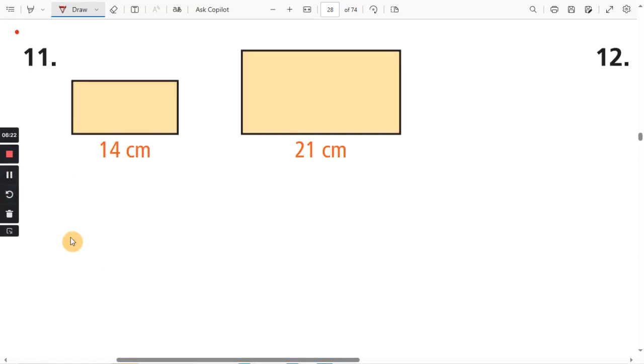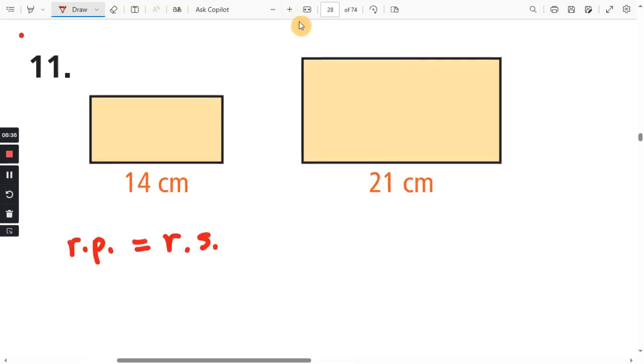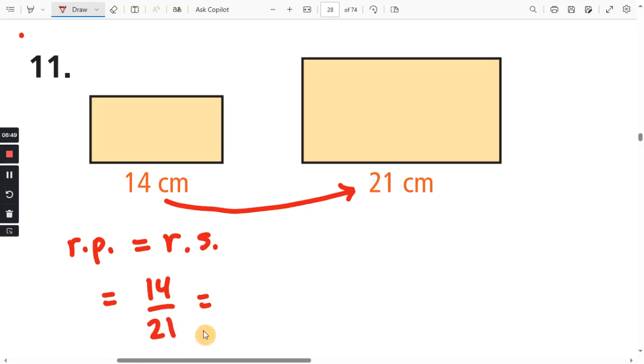All right, please pause and try number 11. All right, let's see number 11. We said that the ratio of the perimeters equals the ratio of the sides. All right, what's the ratio of the sides? Well, that's just 14 divided by 21, right? 14 divided by 21. Can we reduce that?